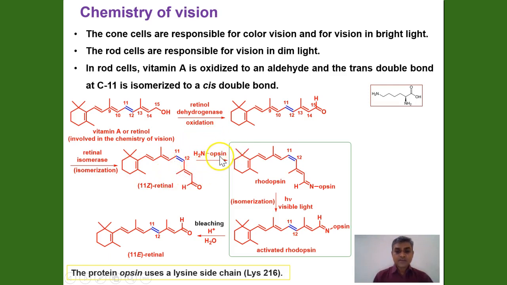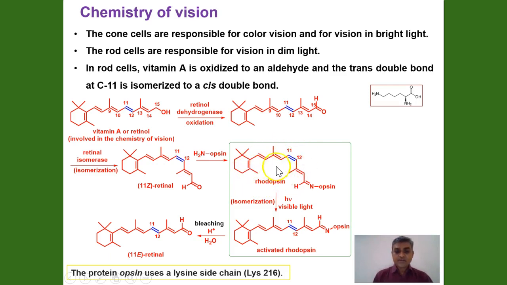This opsin has an amino acid, lysine, at the 216 position, and here is a side chain containing NH2. So this NH2 of the lysine forms a Schiff base with this 11Z retinal, and it forms a compound called rhodopsin. Rhodopsin is called a light absorbing substance.